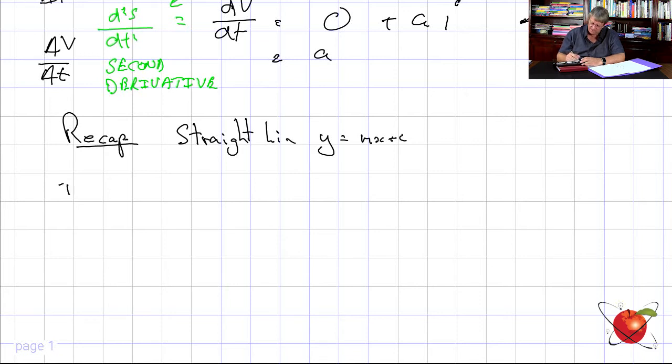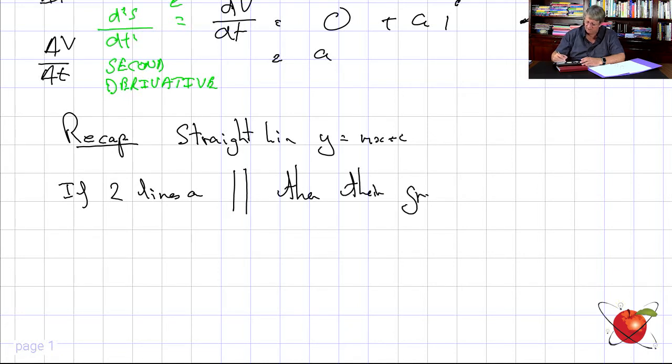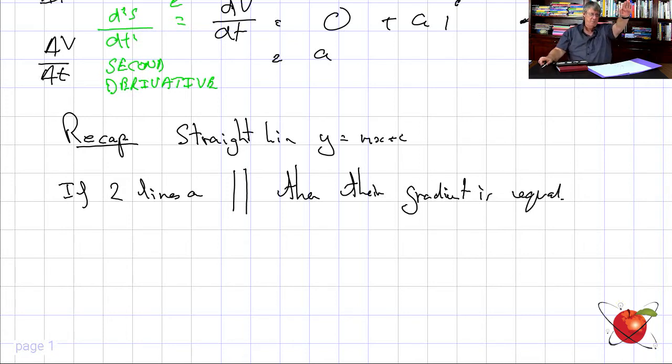Then we said if two lines are parallel, then their gradient is equal. If that slope is 1 in 5 and this is 1 in 5, the gradient and the slope must be the same to be parallel.